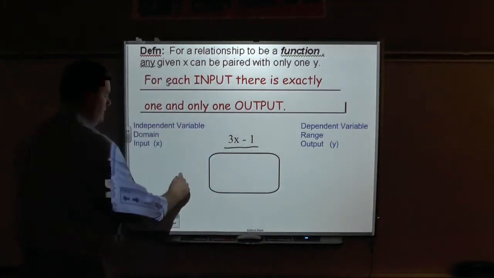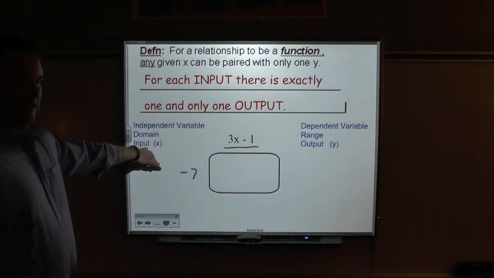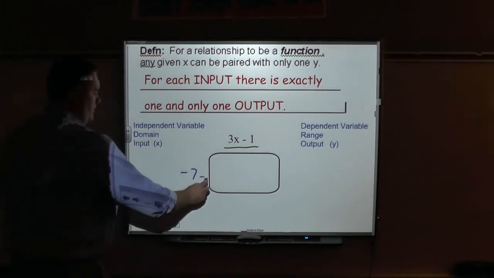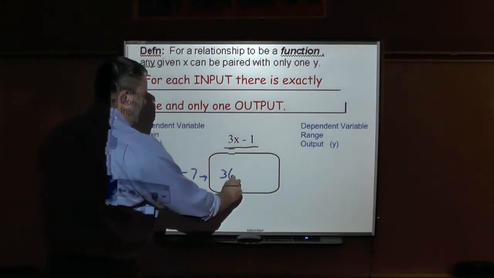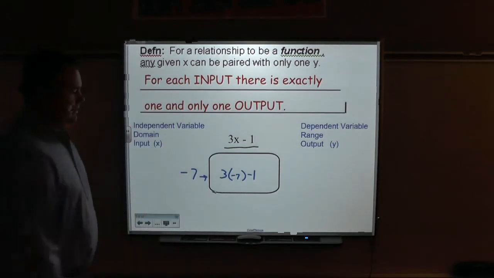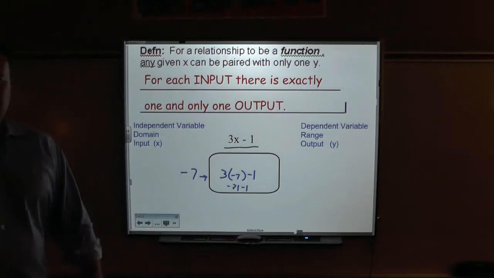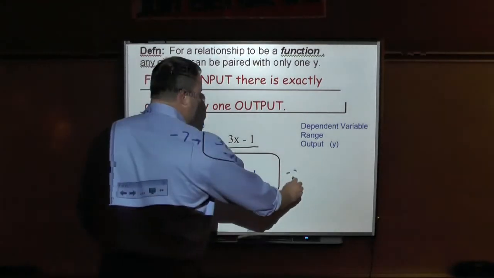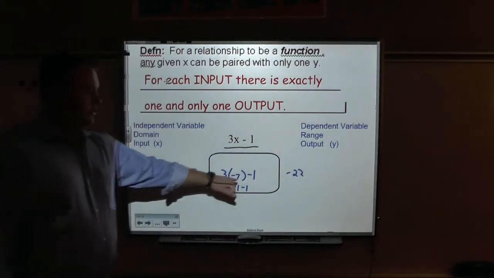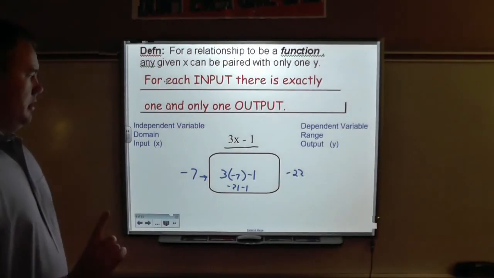If I give you a negative 7, we're saying the input into this function is a negative 7, your domain. You plug that in. 3 times negative 7 minus 1. Order of operation. 3 times negative 7 is negative 21 minus 1. Same signs, add them together, keep that sign. End up with negative 22. For each input, you get exactly one output. Guaranteed.